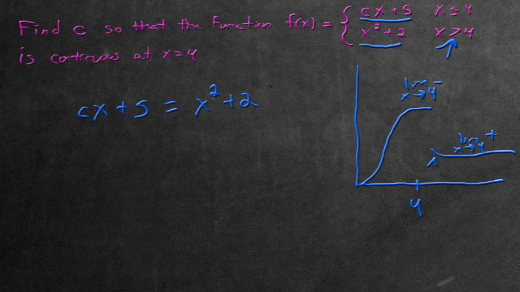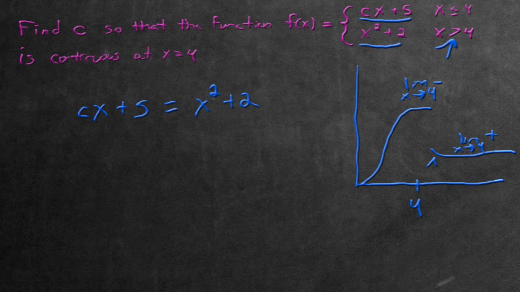So basically this is saying, in order for this piecewise function to be continuous at x equals 4, the limit as x approaches 4 from the left-hand side has to equal the limit as x approaches 4 from the right-hand side. If they don't, then you have a jump and it's not continuous. So this has to be true.